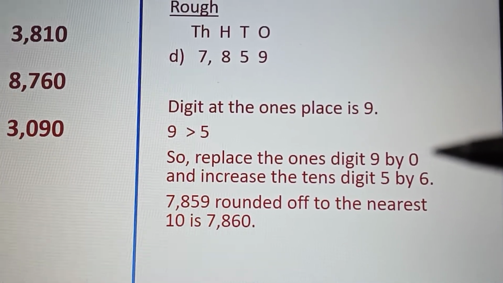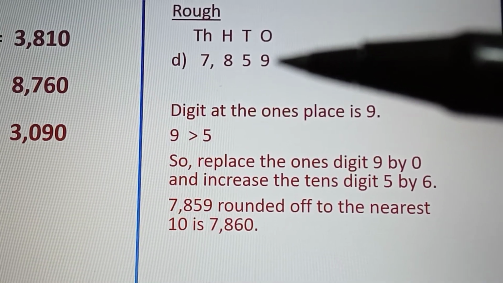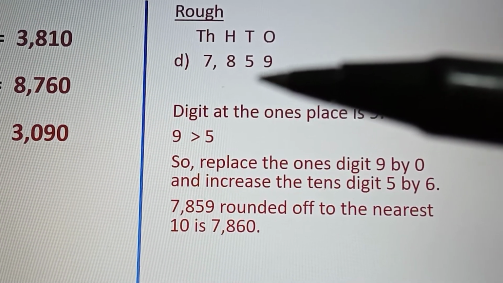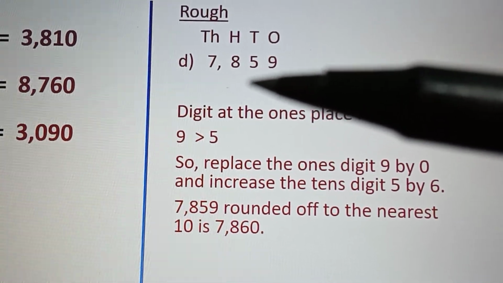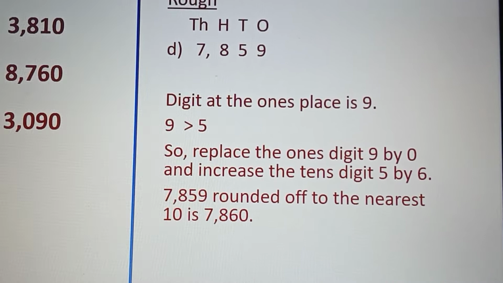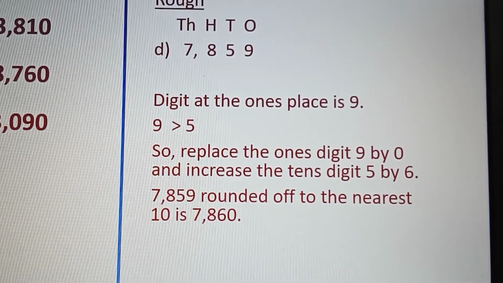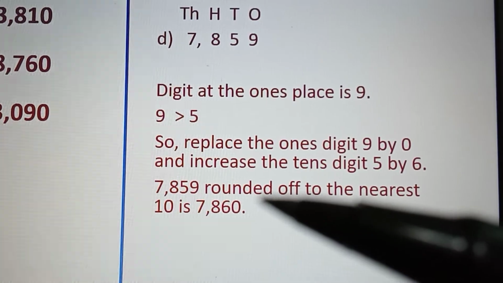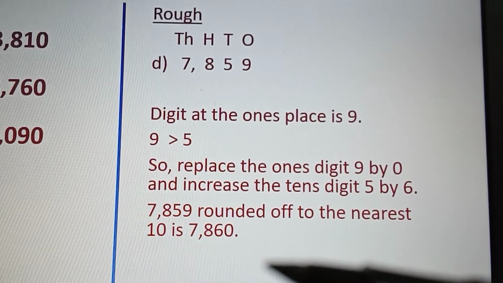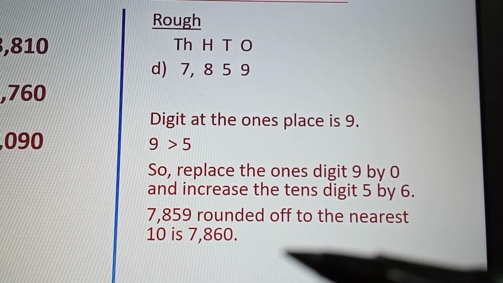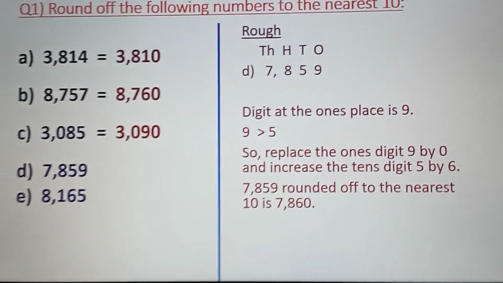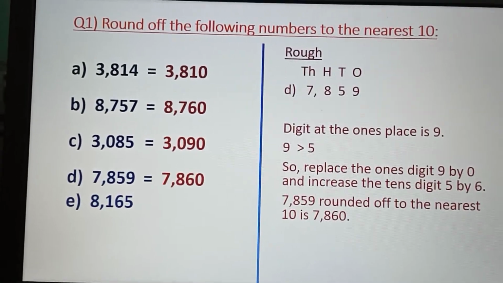Replace the ones digit by 0. Here our ones digit is 9, so 9 will become 0. And the tens digit will increase by 1, so 5 will become 6. So our number will be 7860. So our answer will be 7860. See, I am writing here. So 7859 rounded off to the nearest 10 will become 7860. This also you can write in the rough column, children. It will help you out. Now write your answer here, 7860.